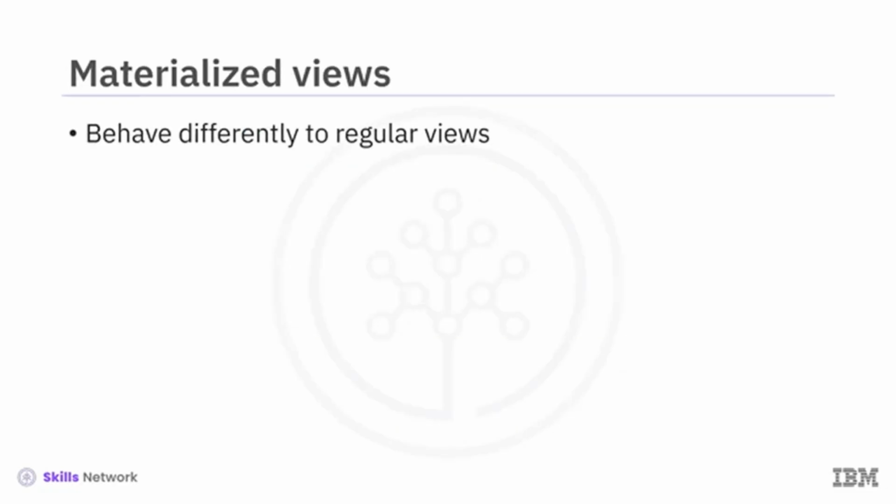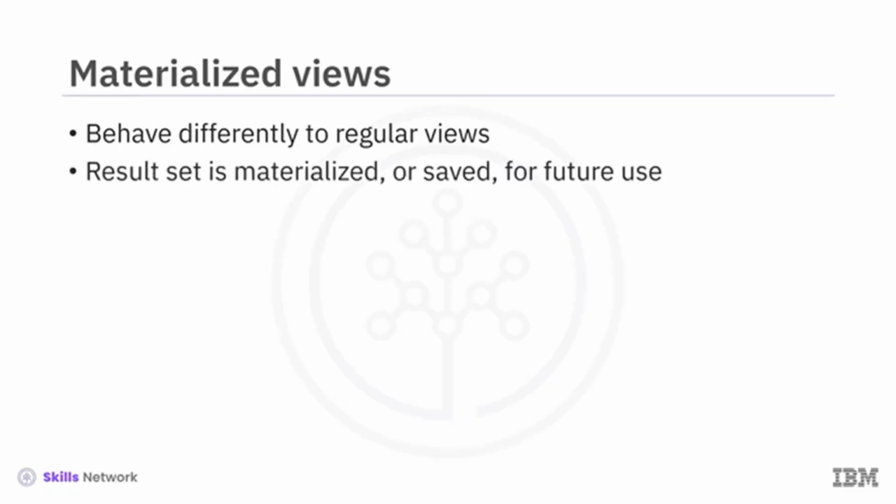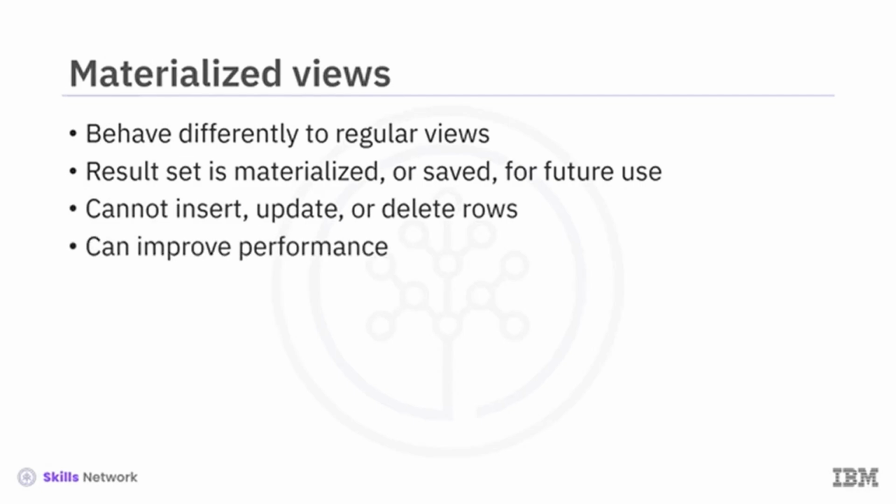PostgreSQL also supports another type of view, a materialized view. When you refresh a materialized view for the first time, the result set is materialized or saved for future use. This materialization does mean that you can only query the data and cannot update or delete it. However, it also enhances performance for future querying of the view because the result set is readily available, often stored in memory.